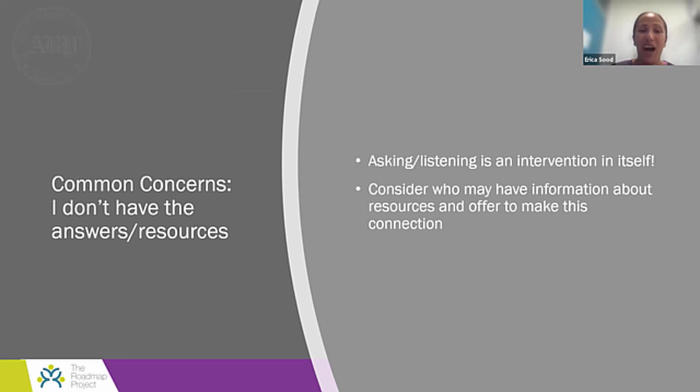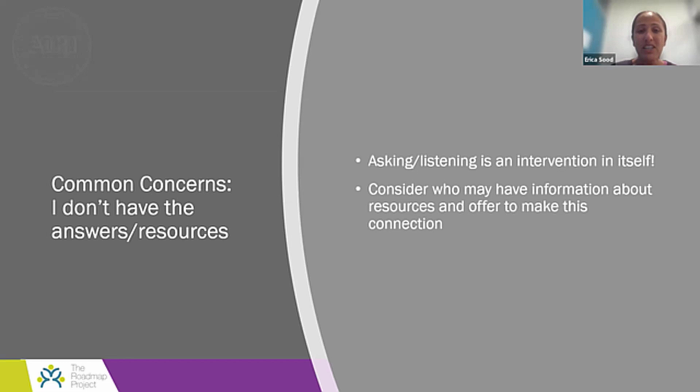Clinicians might say, I don't have the answers. I don't have the resources. I can't fix this. So it's better if I don't ask. And what I would say to that is asking and listening is an intervention in itself. It's actually a big part of what mental health professionals do. We ask questions. We want to understand the lived experiences of our patients and their families, and we listen and we validate and we normalize.